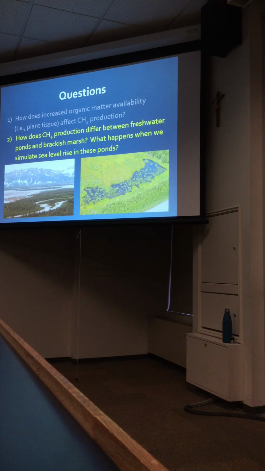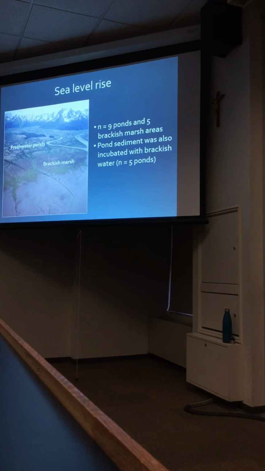So let's talk about the second effect of climate change, and that's sea level rise. To think about this, we first wanted to do a long-term study where we looked at what kind of methane is being produced in our freshwater ponds versus our brackish marsh, that's our salty marsh, essentially. And so we compared those two production rates.